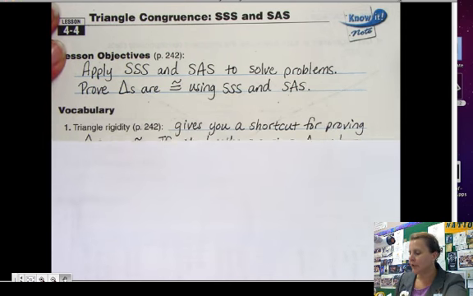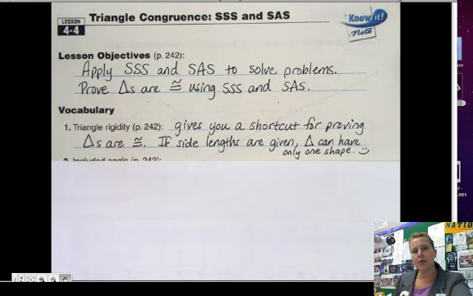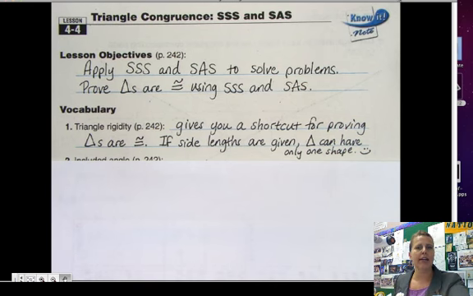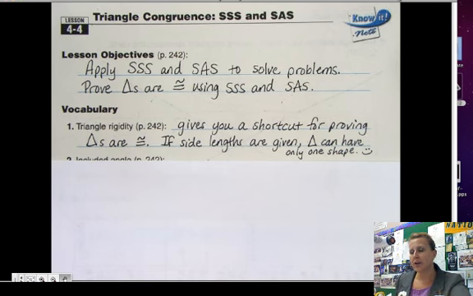So a few vocabulary terms first. Triangle rigidity gives you that shortcut for proving that triangles are congruent. So if the side lengths are given to you, then triangles can only have one shape.